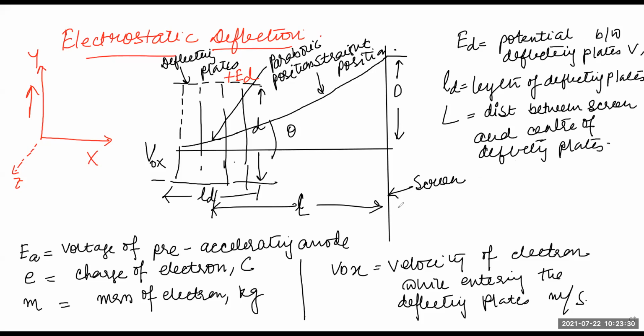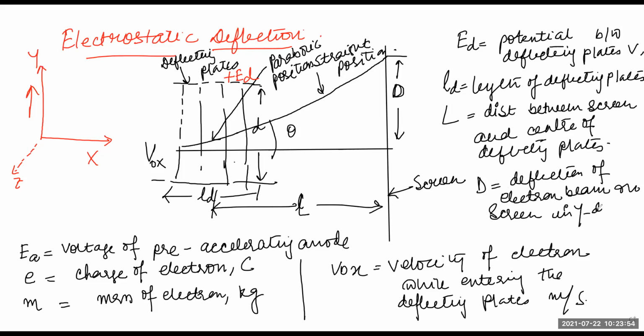What is D? D is the deflection of the electron beam on the screen in the y direction. So I'm writing here, D is the deflection of the electron beam on the screen in which direction? Y direction. Clear? So that will be in meter. So L is also in meter. This deflection is also in meter. So one thing is here from this particular diagram. Let's see.